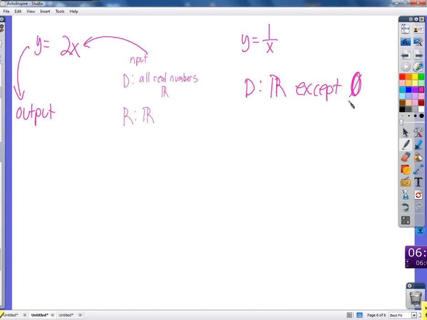Well, let's talk about the range then. Where it says between 0 and 1, because the only numbers that 1 divided by a number can be is between 0 and 1.